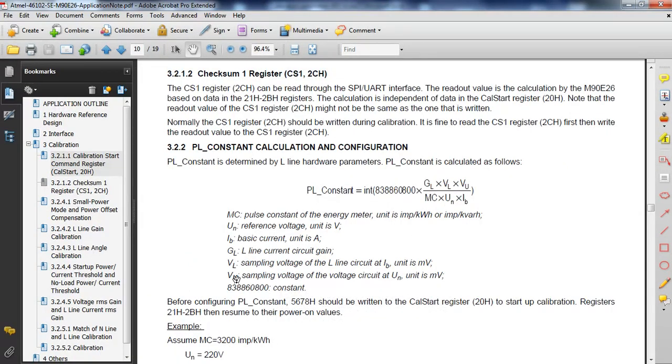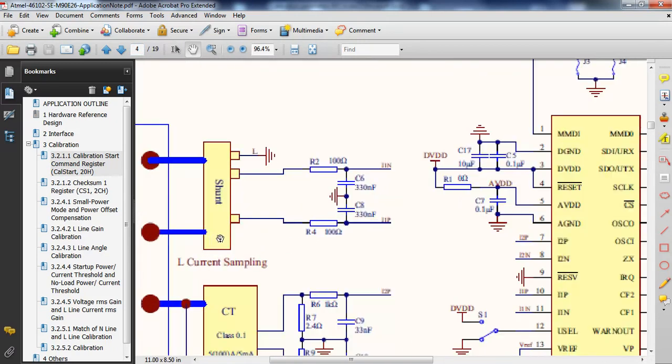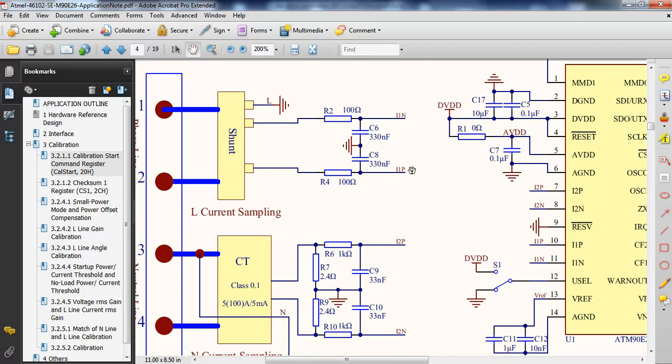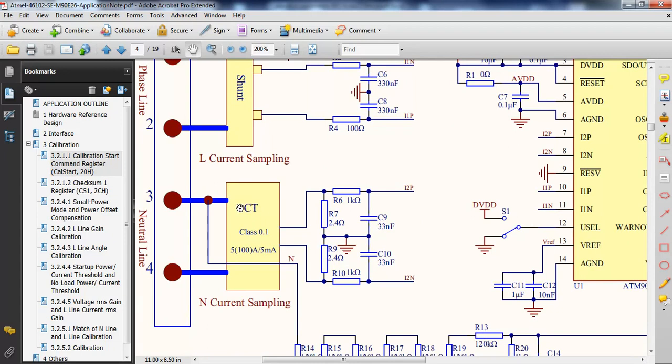Now the sampling voltage VL and VU, this depends on the circuit. First, the VL voltage is the voltage created across the terminals of the shunt or the current transformer. So this VL is the voltage created across the terminals for measuring the current. If you are using a shunt resistor to measure the current, the VL will be the shunt resistor value multiplied by the current. And if you are using a current transformer, it will be the output current of the current transformer multiplied by the resistor connected in the circuit.